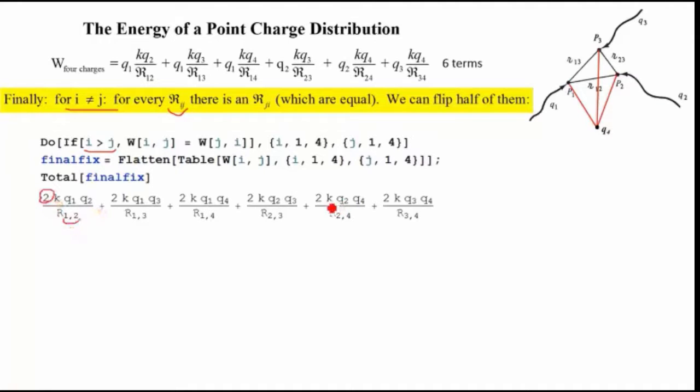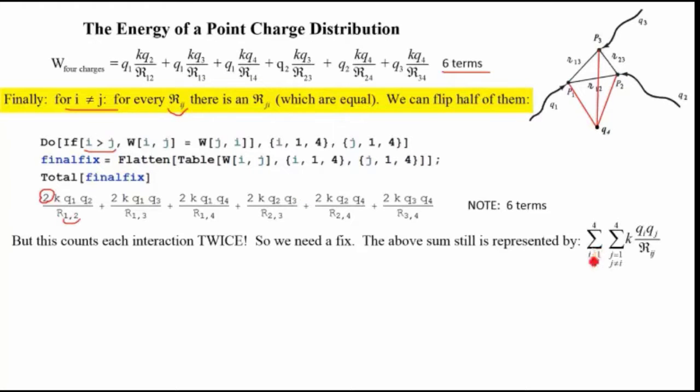All of these have a factor of 2 because we've done the flip and set it equal to the indices where this is lower than this. So that's what this did here. We took i greater than j and flipped them. And so we end up with the lower order. So you have 2, 3, 2, 4, and then 3, 4. And so all we've done is ended up with these factors of 2 here. There's 6 terms. Recall that the calculated W for the 4 charges had 6 terms. So we're very close to getting the answer by doing this summation.